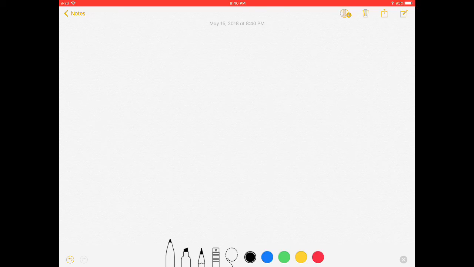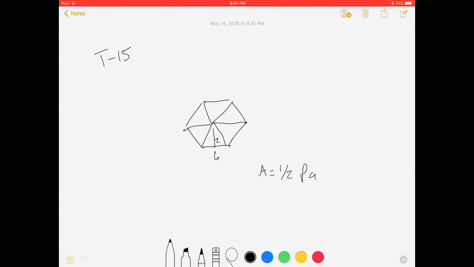Next up, we have target 15, area of regular polygons. So we're drawing a 6-sided figure, which is called a hexagon, and we are just going to be given a side length. So we're going to divide it into our little bicycle. So we're just going to be given a side length and the apothem, which is perpendicular to any side length. So it is 2 and 6.